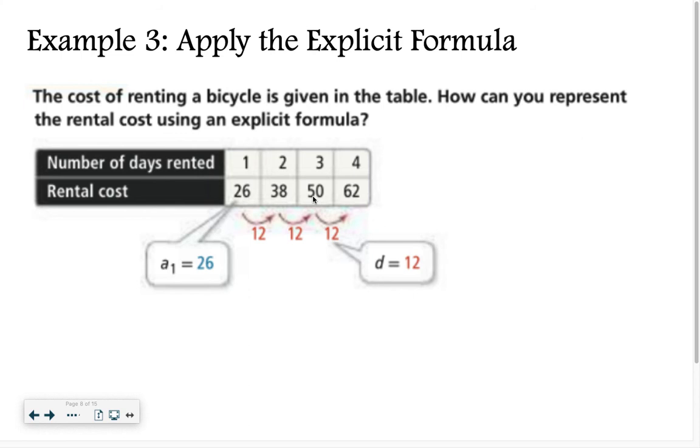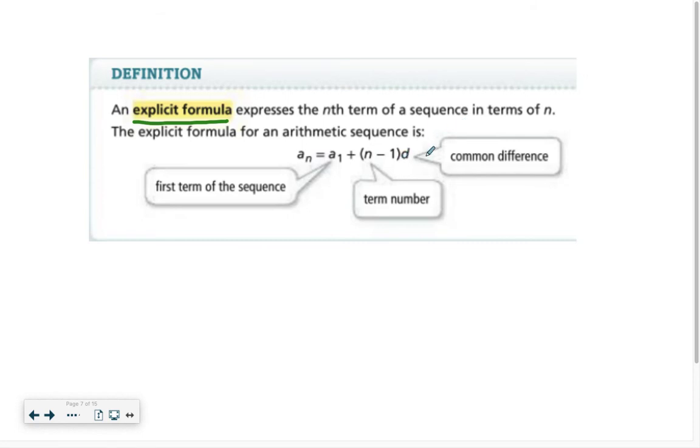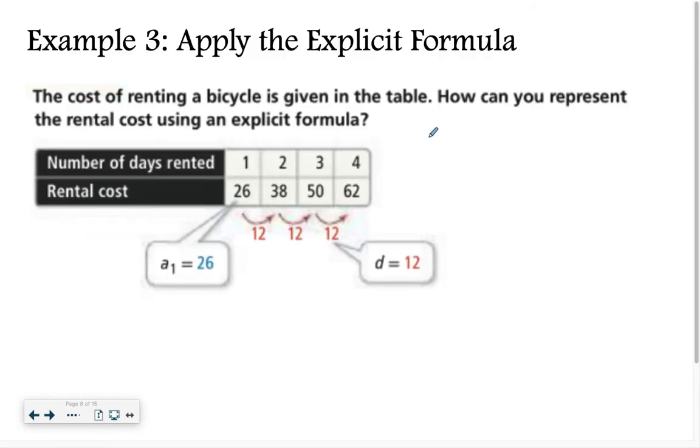Example 3, apply the explicit formula. The cost of renting a bicycle is given in the table. How can you represent the rental cost using an explicit formula? So I'm going to start by using what I just learned on that last page. In case you forgot, it was this fun explicit formula. So I'm going to say a subscript n equals our first term plus n minus 1 times d. All right, now let's start plugging things in.